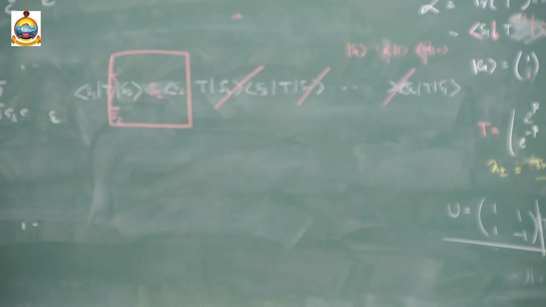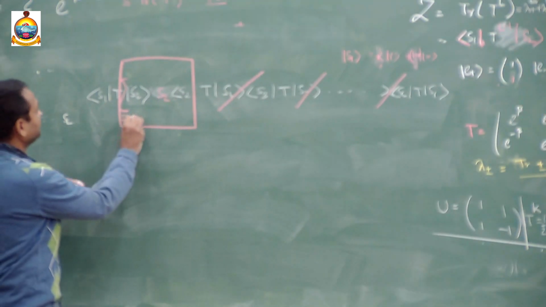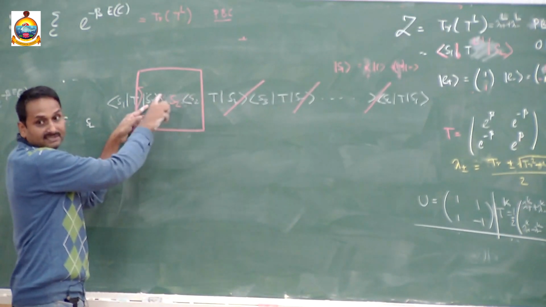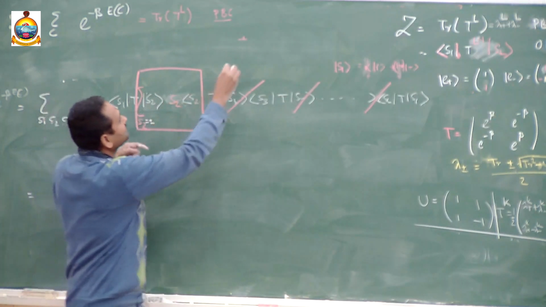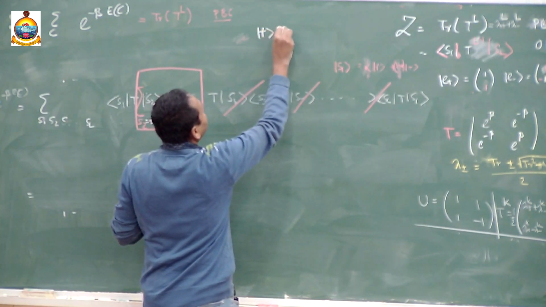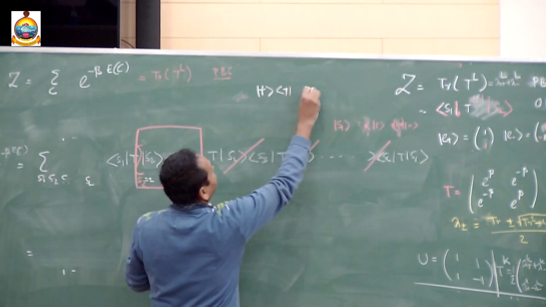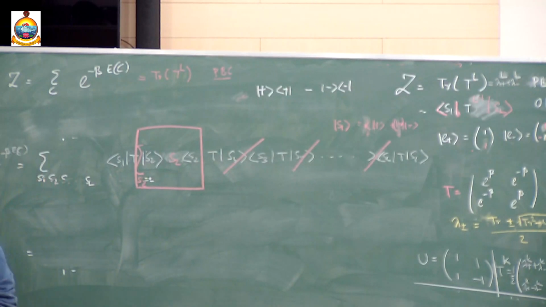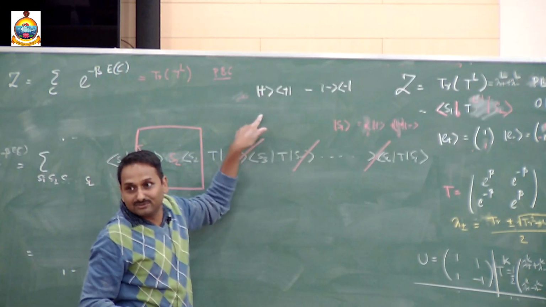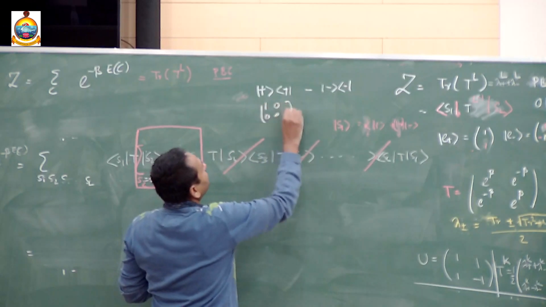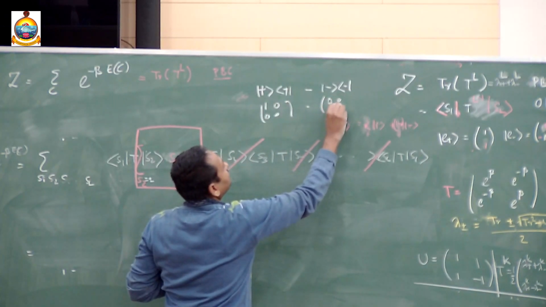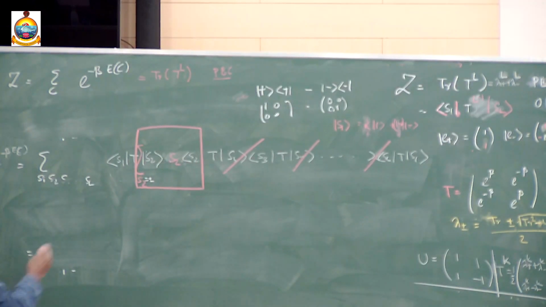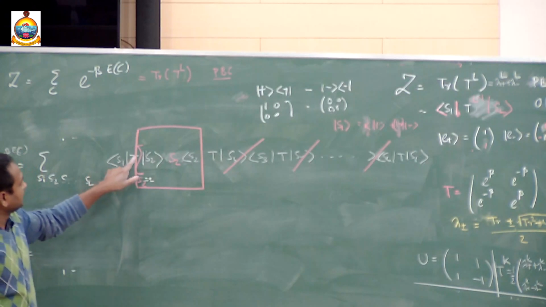So what is this matrix? S2 can be plus or minus. Basically it is plus plus with a plus sign and minus minus with a minus sign. You know this is 1 0 0 0, and this is 0 0 0 1 with a minus. What is this matrix? Sigma Z. So this matrix is sigma Z, and then S1 T sigma Z.